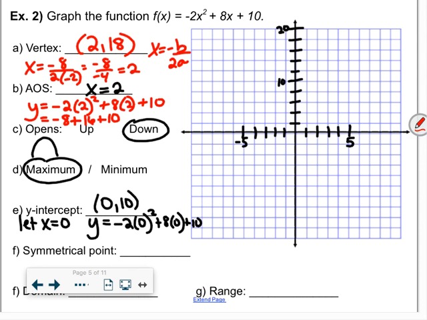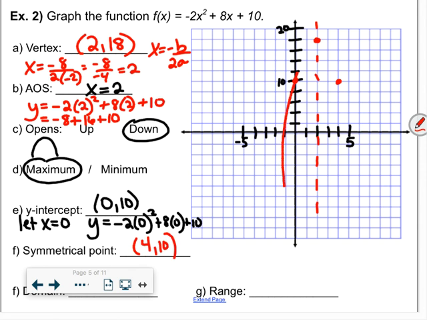All right, so here we go. I'm going to go (2, 18). That is my vertex. So I'm going to go ahead and make my axis of symmetry, because that axis of symmetry is going to help me get the other point. Then I have (0, 10). So that's 2 units away. So I'm going to go 2 units on the other side. So my symmetrical point is (4, 10).